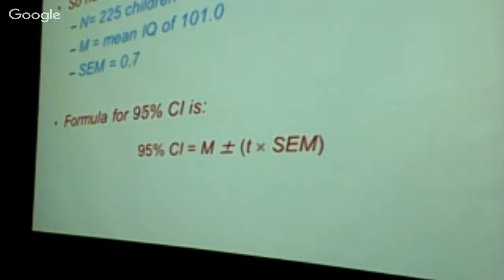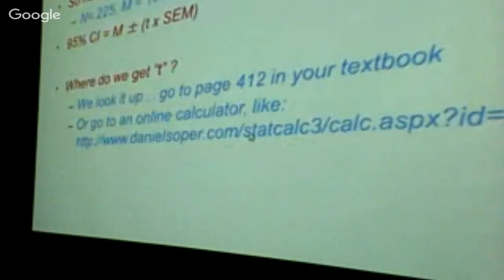So the formula for the 95% confidence interval is this. Here is my statistic, my sample mean, plus or minus a particular value from the t-distribution multiplied by the standard error of the mean. All right? Standard error of the mean we just computed. My statistic, I know from my sample. It's this that I'm lacking. So how do I get that? I get that from looking it up in the back of the book or from using an online calculator.